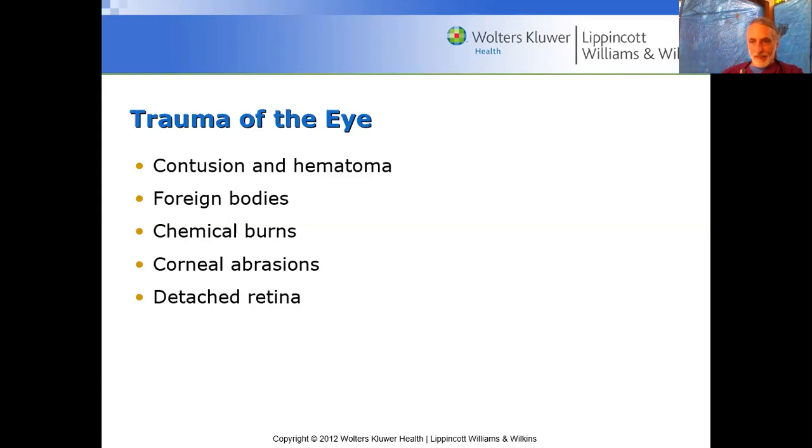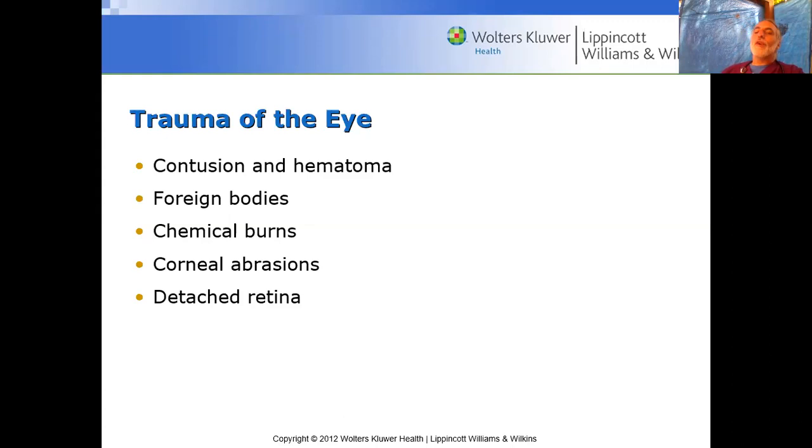Corneal abrasions. Actually, it happens more than you think, and it's a scratch across the cornea. It can be very painful. It can cause permanent visual impairment if much scar tissue forms. So treatment of the corneal abrasion is very important.